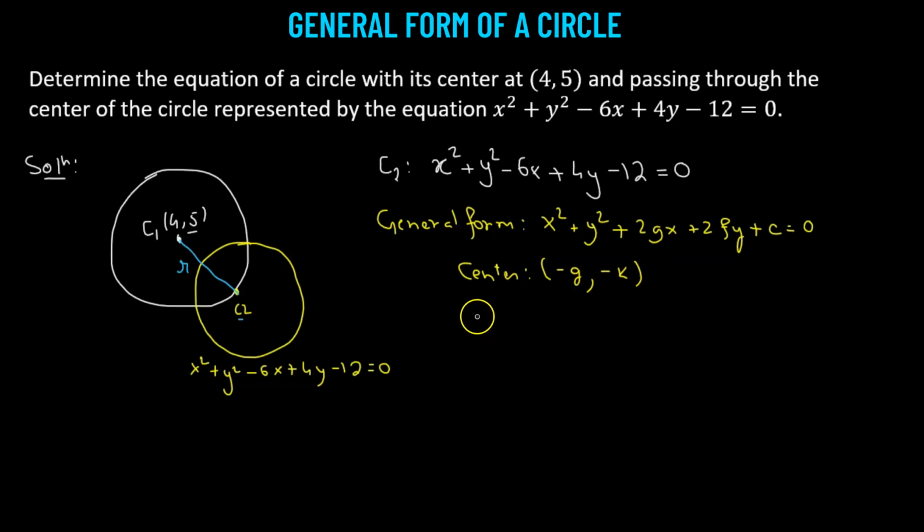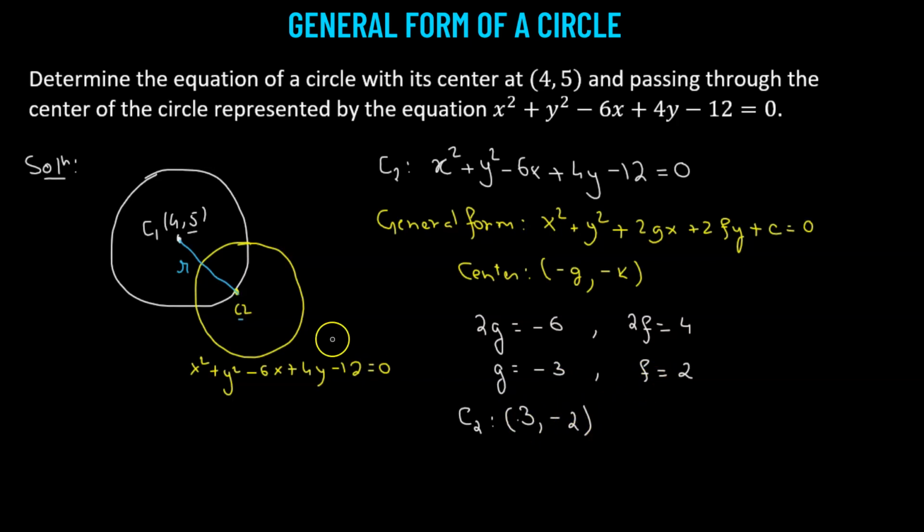From our equation, we see that if we compare it, 2g is going to be equal to negative 6, and the 2f value is equal to 4. So solving for g, we get g equals negative 3 and the f value is going to be positive 2. That means center C2 is going to have a coordinate: we need negative g, so we are going to get positive 3, and for f, we need the negative of f, so that's going to be negative 2. So we have successfully obtained the coordinate of center C2, that's 3 comma negative 2.